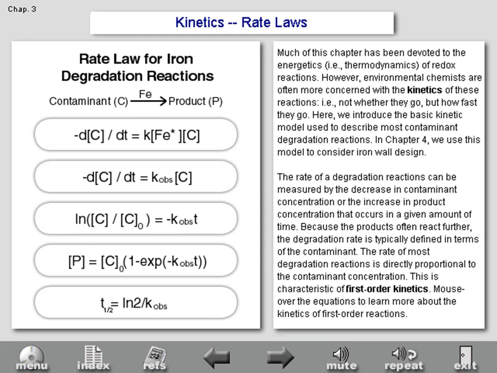To describe the rate of a chemical reaction, a rate law must be determined. The rate of most degradation reactions is proportional to the contaminant concentration. This is a characteristic of first-order reactions. Click on the equations shown in the left panel to learn how to predict how the contaminant and product concentrations will change with time during the degradation.